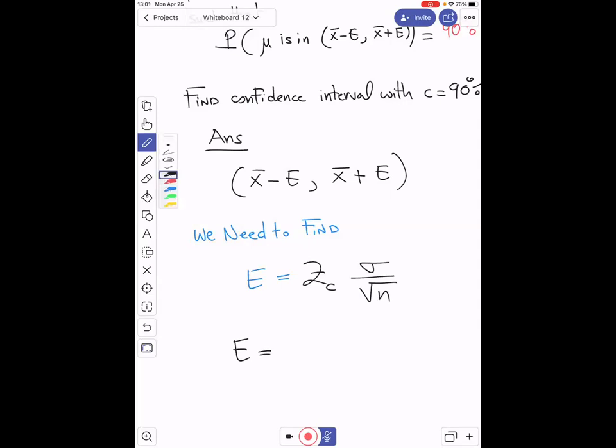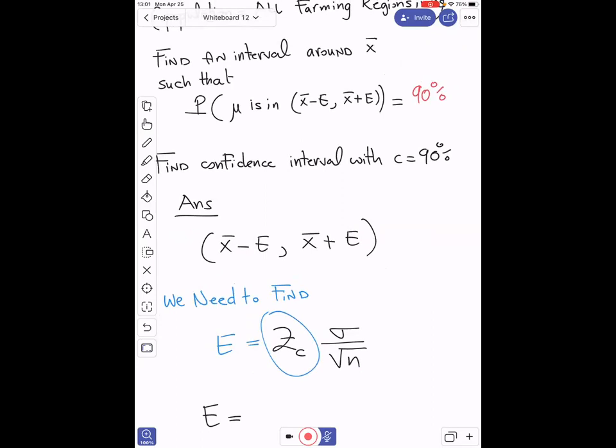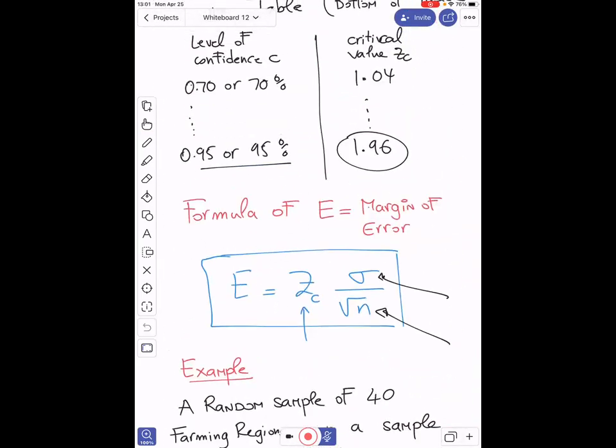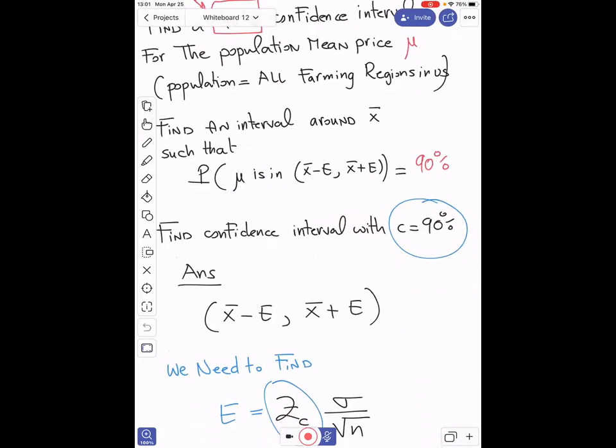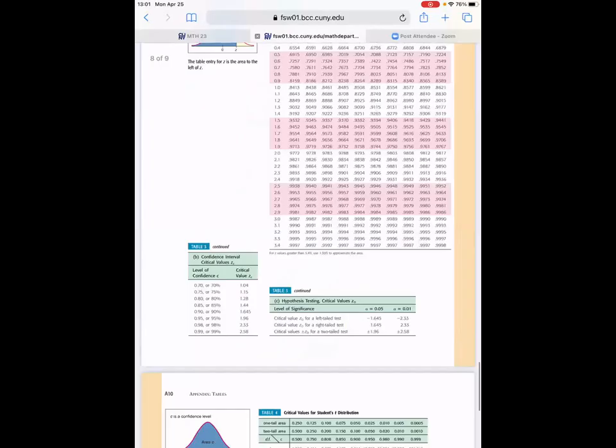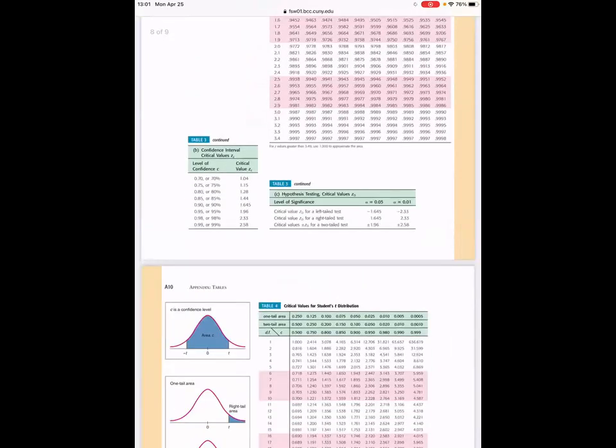So the first question is, what's this Z subscript C, this critical value with C equal to 90%? To find this critical value, all I have to do is use the table. So let's go to the table right here, in the bottom. My level of confidence C is 90%. What's the critical value associated with 90%? As you can see, guys, we have 0.70, 0.75, 0.80, but we need 0.90 or 90%. And it says the critical value is, you see it, guys? The critical value of the 90%.